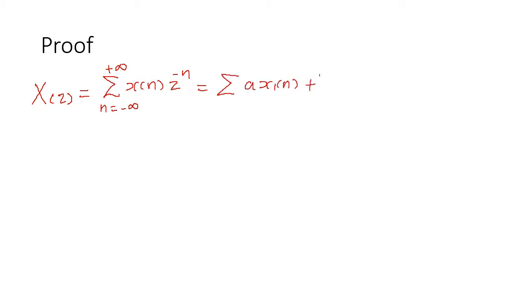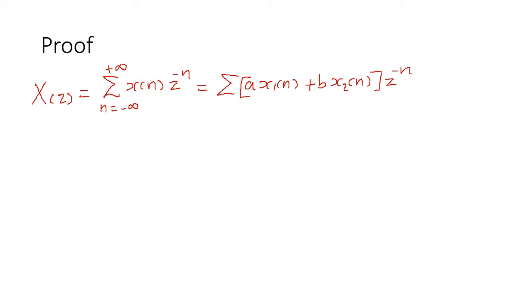The proof of this property is really simple. So by definition, x of z is equal to summation n equal to minus infinity to plus infinity x of n z raised to minus n. Now let us substitute for x of n. x of n is nothing but a x1 of n plus b x2 of n. Then this is our x of n. Now z raised to minus n.